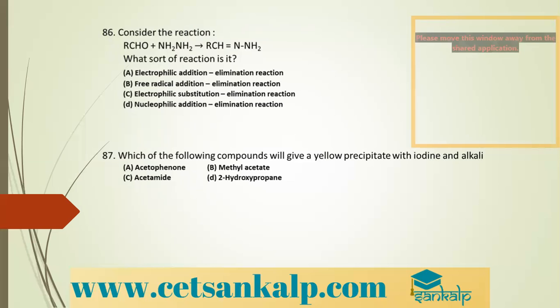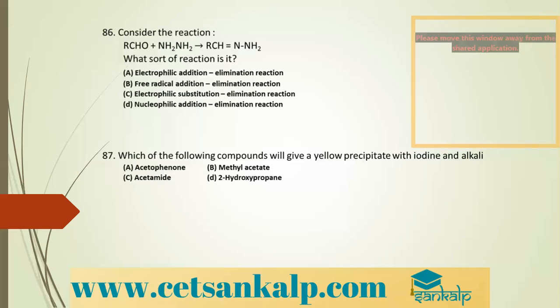Which of the following compounds will give a yellow precipitate with iodine and alkali? This reaction is called the iodoform reaction, and we know that the iodoform reaction is shown only by methyl ketones. So here, what is the correct option? Acetophenone: benzene ring, C double bond O, CH3. So there is a CH3CO group, so it is a methyl ketone. Methyl acetate, does it have a methyl ketone? No, it doesn't.